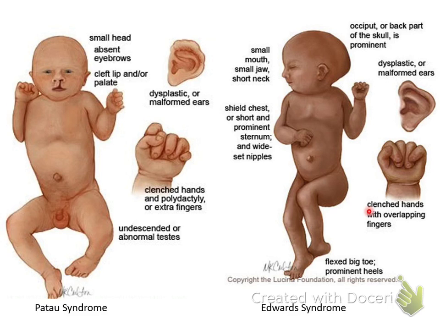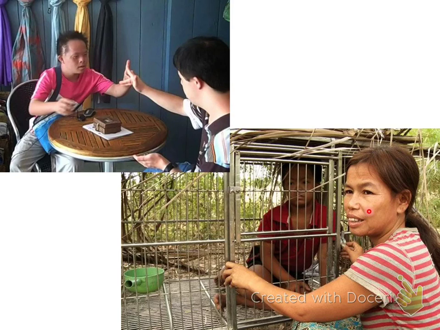Okay, this is an example of what Patau syndrome and Edwards syndrome would look like. You won't be tested on that, but just understand that it's not like a minor issue. It is a big problem for the resulting organism.